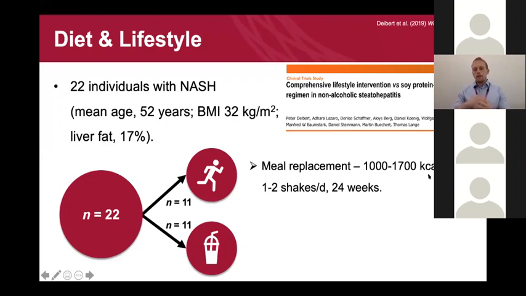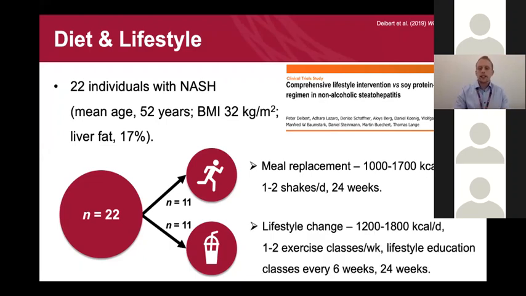So as I was saying, the first intervention was the meal replacement shakes. And then the second intervention was more of a lifestyle change. So reducing the amount of calories through daily food, but also doing 1 to 2 exercise classes per week, and also lifestyle education classes every 6 weeks. And again, this was for 24 weeks.